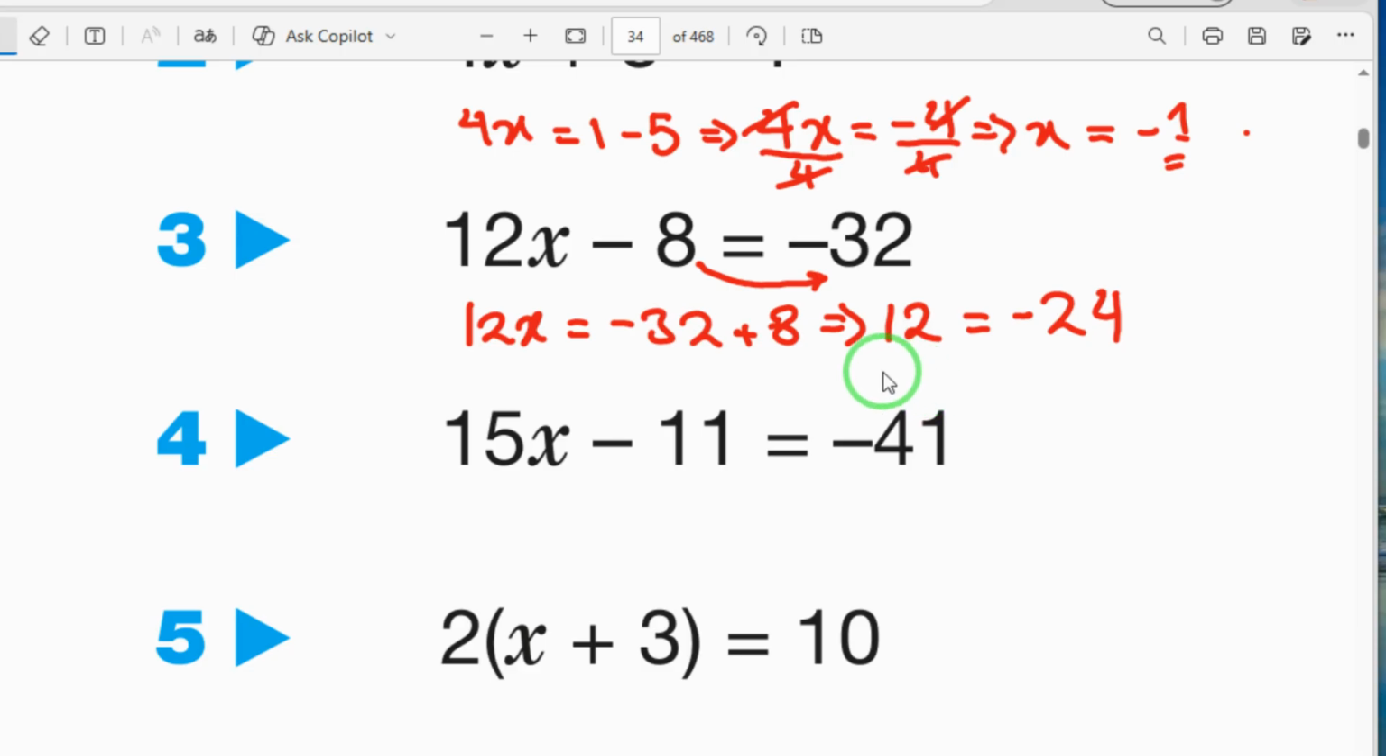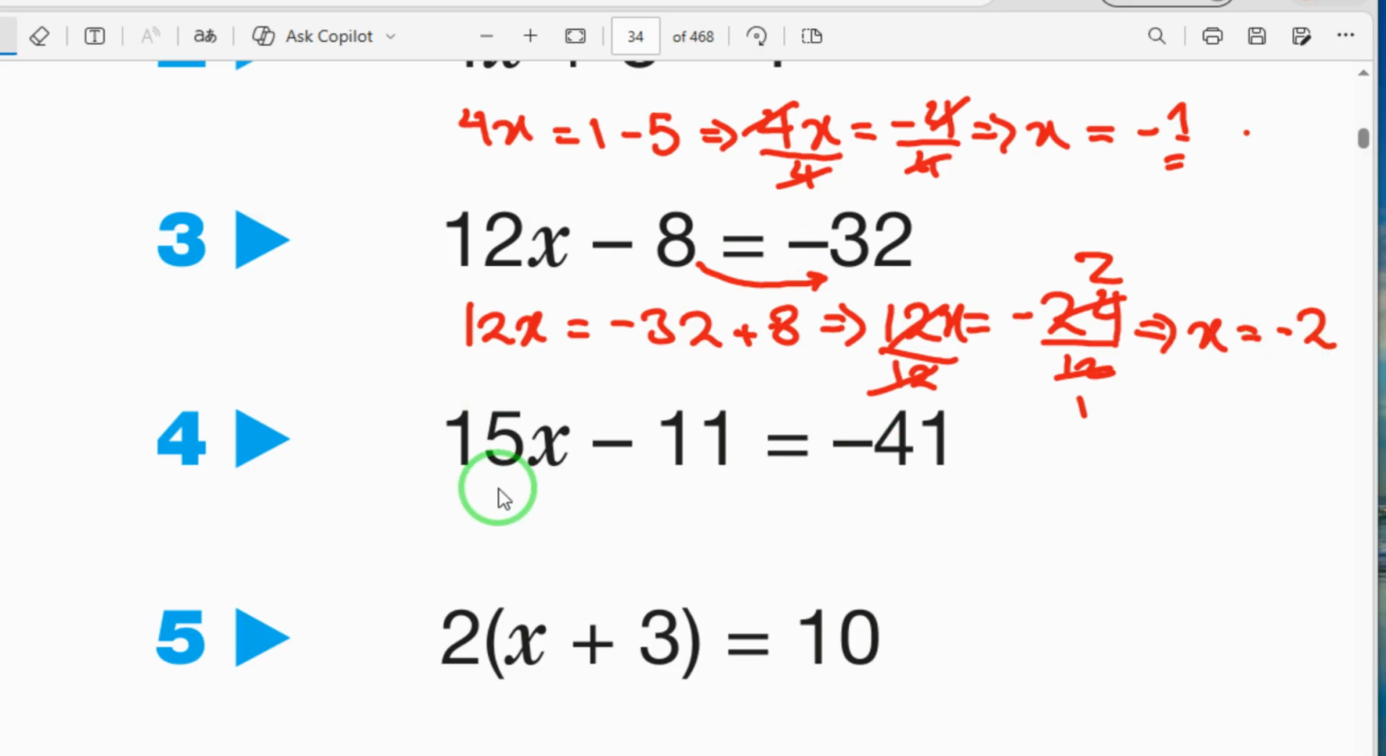Now we divide both sides of the equation. Here x remains on the left. Okay, now we divide by 12. So x is equal to minus 24 divided by 12, which gives us minus 2. 1 times 12 is 12. 2 times 12 is 24. The minus remains as itself. So x is equal to minus 2.